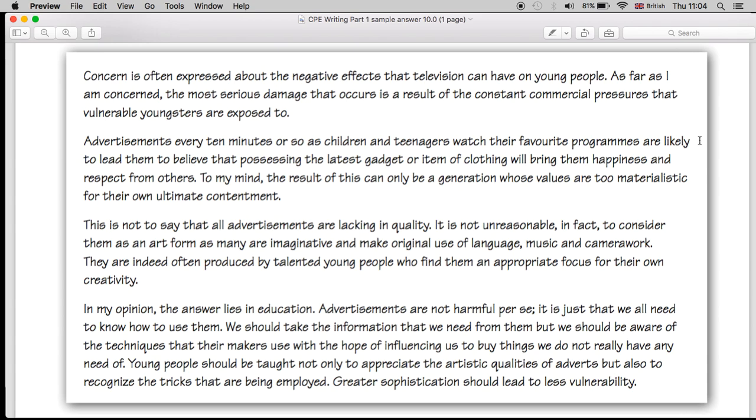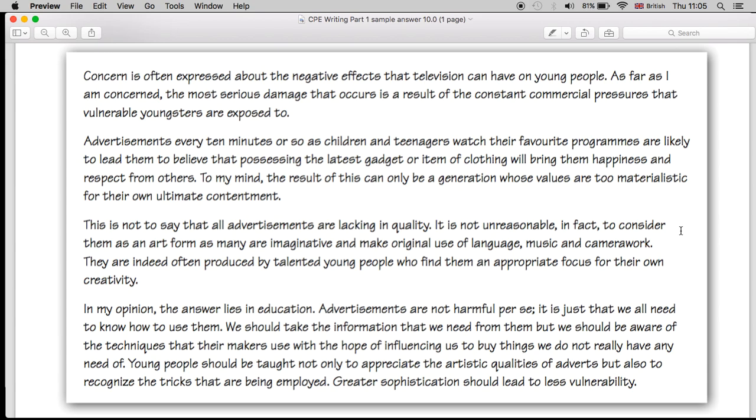Advertisements every 10 minutes or so as children and teenagers watch their favorite programs are likely to lead them to believe that possessing the latest gadget or item of clothing will bring them happiness and respect from others. To my mind, the result of this can only be a generation whose values are too materialistic for their own ultimate contentment.